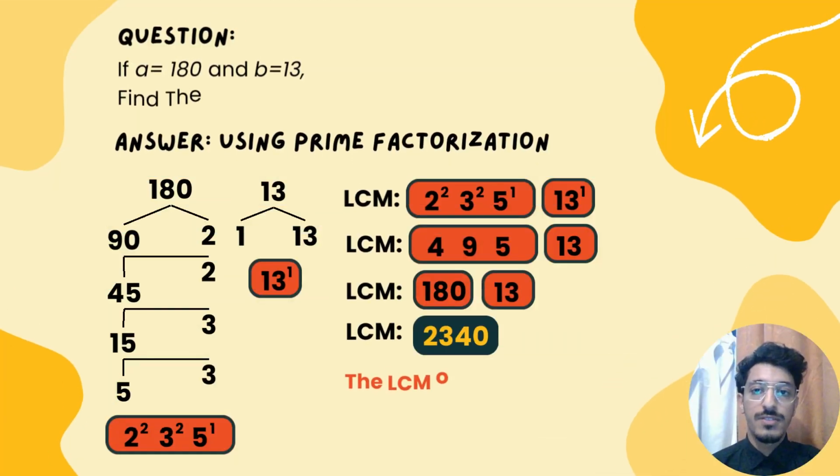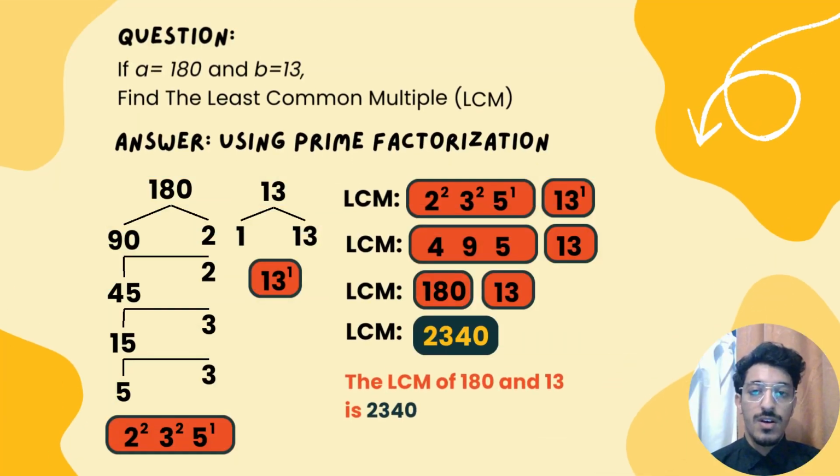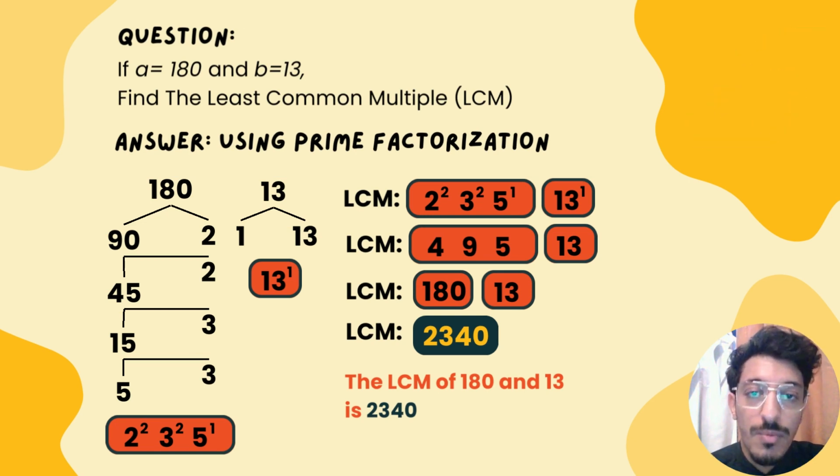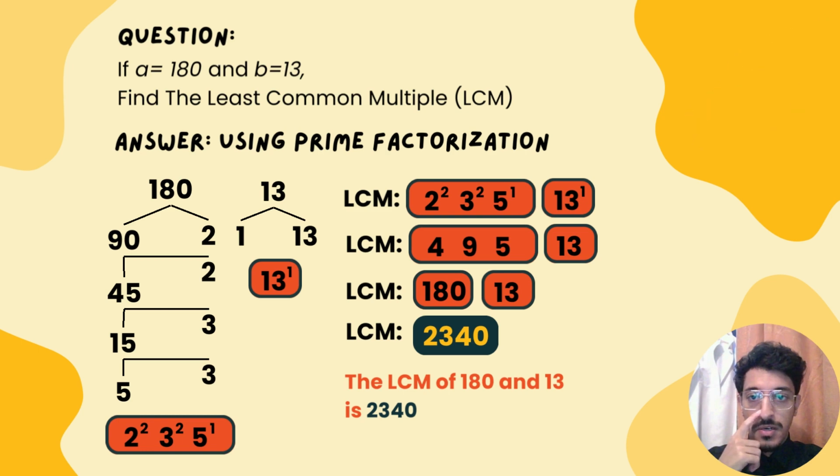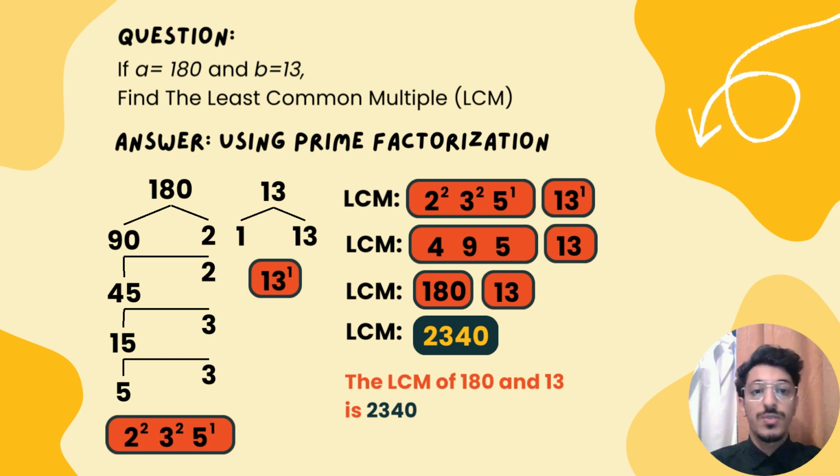The question is, if A is 180 and B is 13, find the least common multiple, LCM. We will answer this using prime factorization, with the primes 2, 3, 5, 7, 11, and 13. So let's start first with 180.